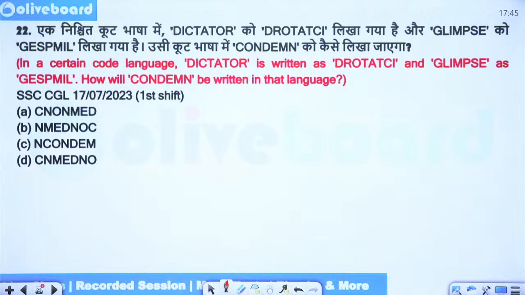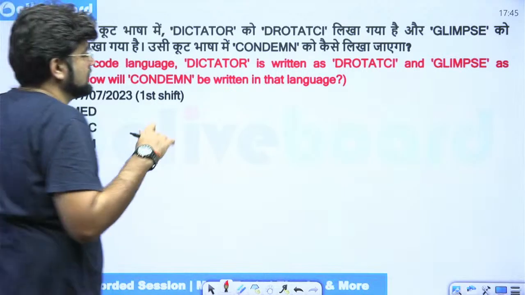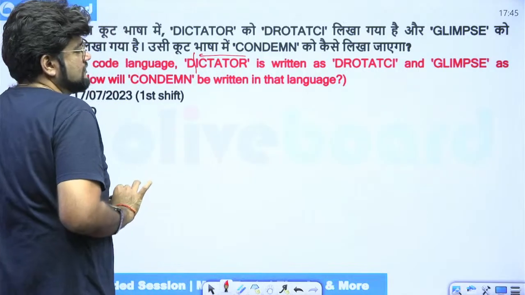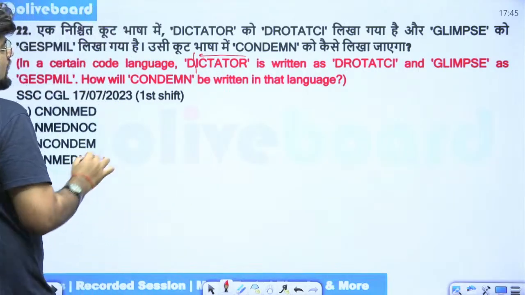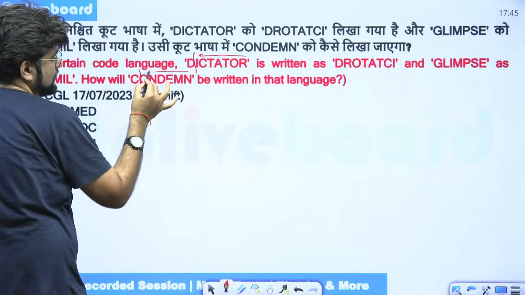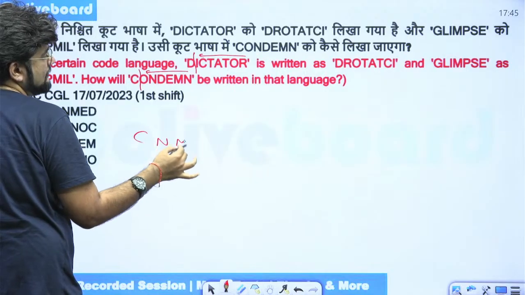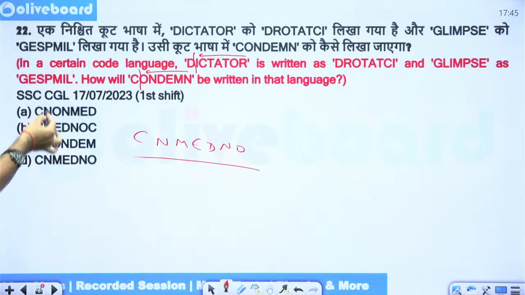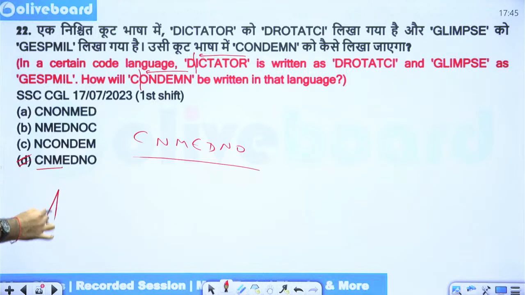Now, dictator is written as this. So it's simply a movement pattern. But what is the movement pattern? The pattern is very easy. Except for the first letter, everything else is just flipped. That's simple. Okay, so what's the code for condemn? Except for the first letter, everything will be flipped. So it is ENM.